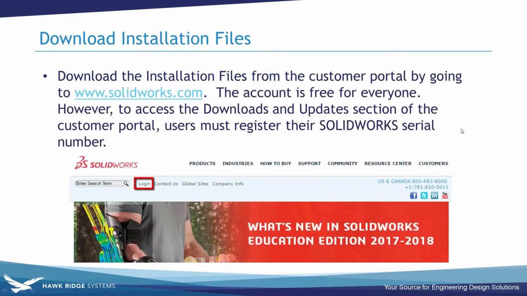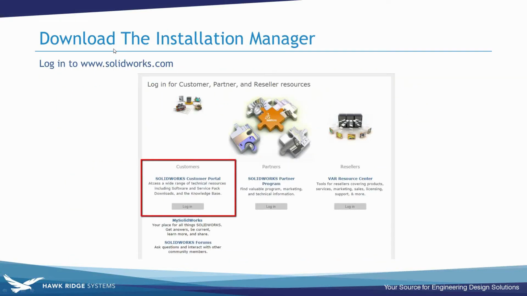So to download the installation files from the customer portal, you need to go to the SolidWorks website, www.solidworks.com. And once you select the login button from the website, you will get to the login page. So there's three options: the customers, partners, and resellers. Make sure you go ahead and select the login option for the customer portal.